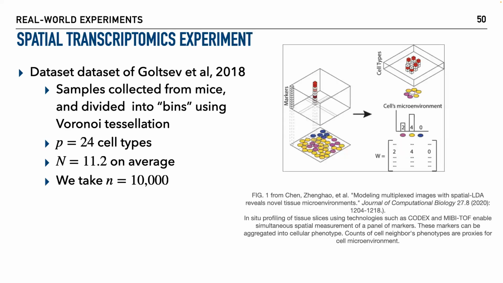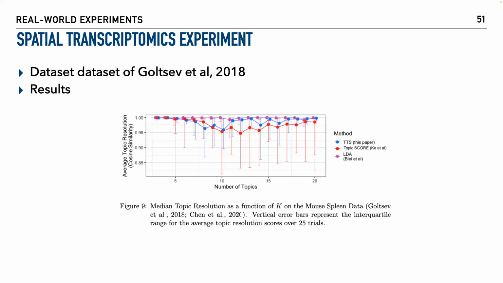And finally, I'll show our single cell example, right? So again, another very different data regime. So P equals 24 cells, very, very short documents, and a lot of these different documents. Topic resolution looks very good for up to 20 topics. Our method and the others are all pretty much the same, just a little bit better perhaps across most values of K than topic score.